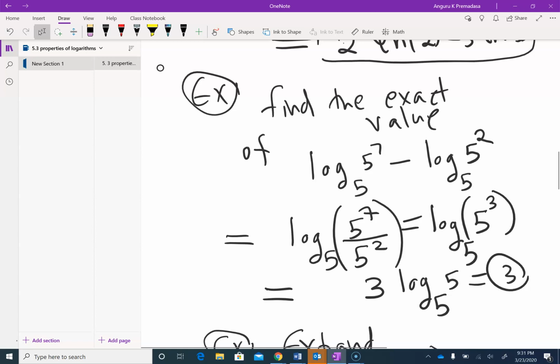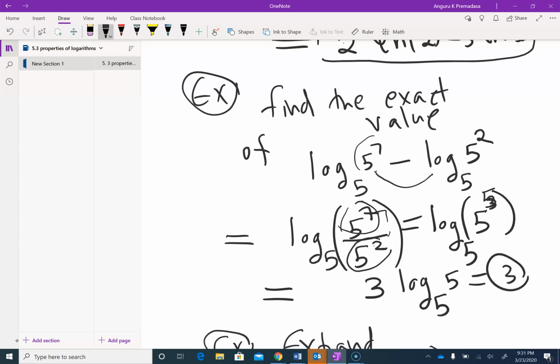Now let's do something like this. You want to find the exact value of an expression like this. There are many ways of doing it, but first of all, you see a log of a difference, which means you can bring this under a common quotient. So you can write it as log base 5 of the quotient, by using the quotient rule, 5 to the 7 divided by 5 squared. But now you can use the exponent rule, because you have the quotient of two exponents, 7 and 2, and you subtract the exponents. And then you get log base 5 of 5 to the 5, because 7 minus 2 is 5.